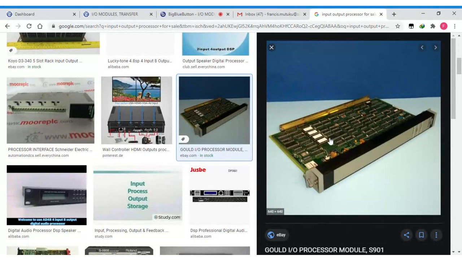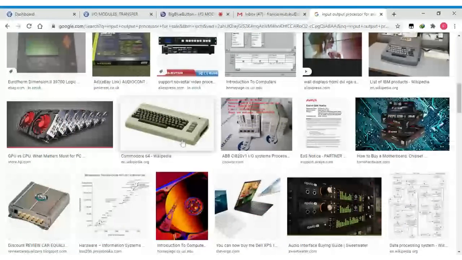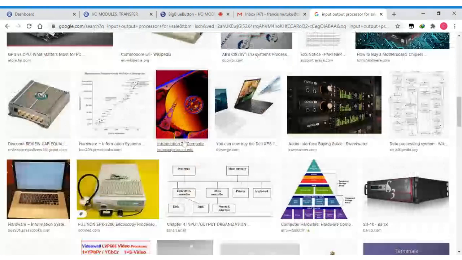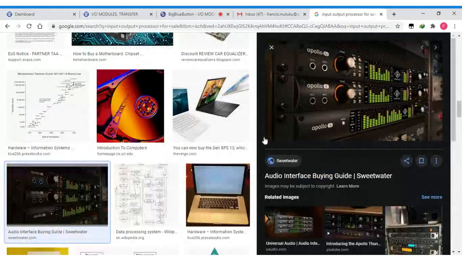Also, can you see it has a number of chips inside the black things? Those are IC chips. So basically, as we are discussing this, I think you are able to know what we are discussing so that it doesn't look like something is so far from you. These are things you know. This is an input output processor for what?